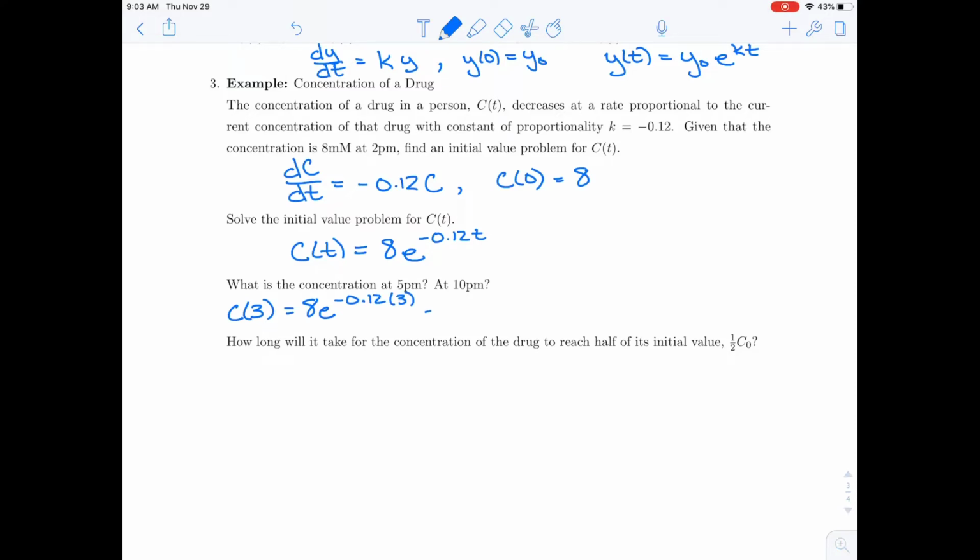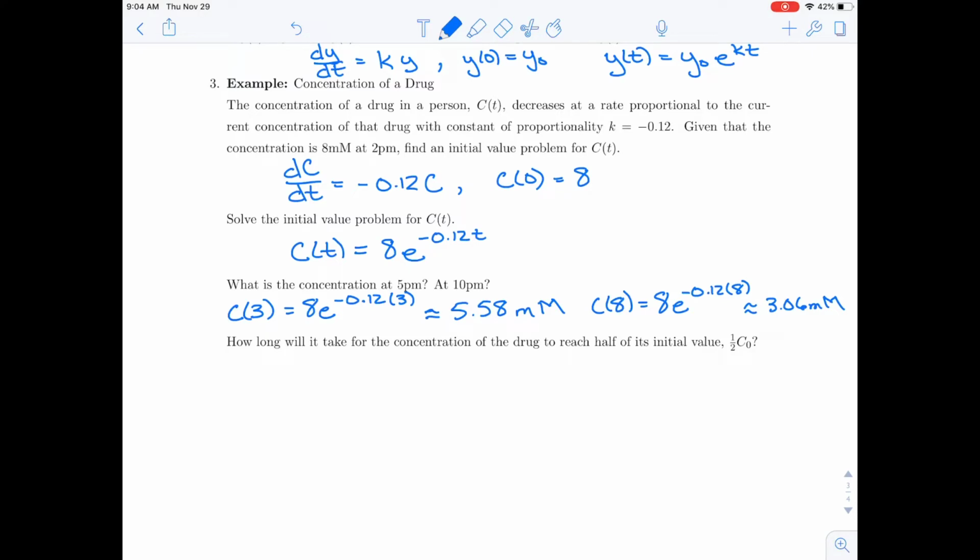And that is approximately 5.58 millimoles. Then we can find the concentration at 10 p.m., which is 8 hours after 2 p.m. So C of 8 would be 8 e to the negative 0.12 times 8, and that would be approximately 3.06 millimoles.